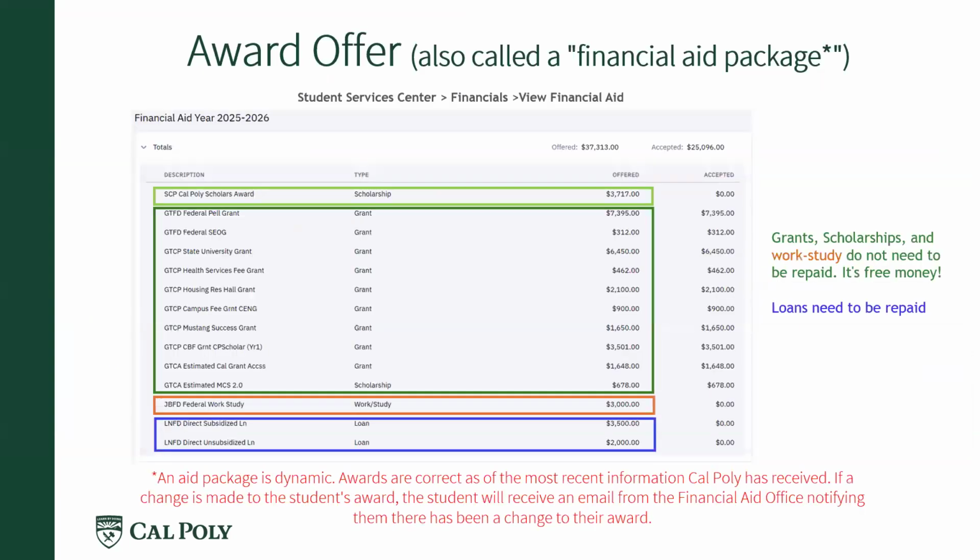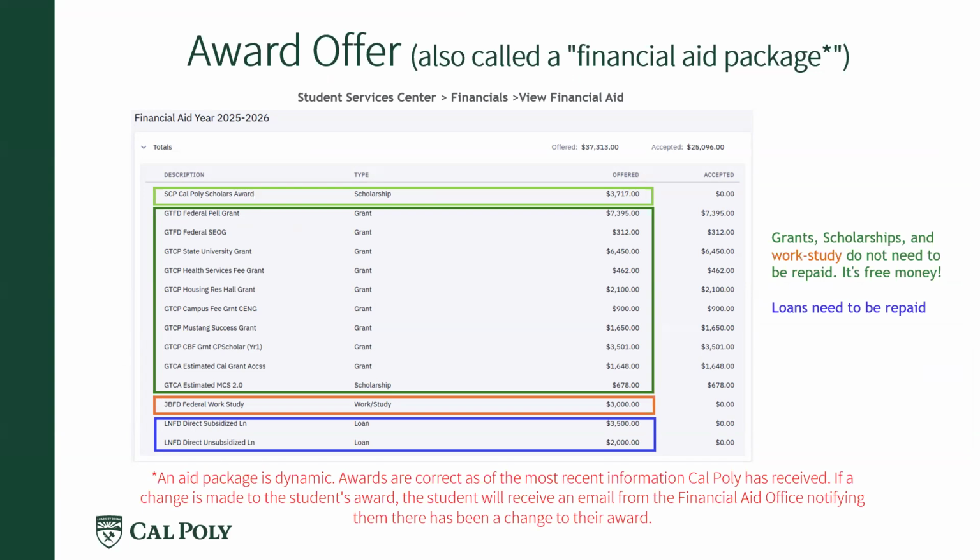This is an example of what a financial aid package can look like. This student qualified for need-based grants and scholarships highlighted in green. Note that the scholarships, the loans in blue, and the work study in orange are not automatically accepted for the student. It is important to note that a financial aid package is dynamic.